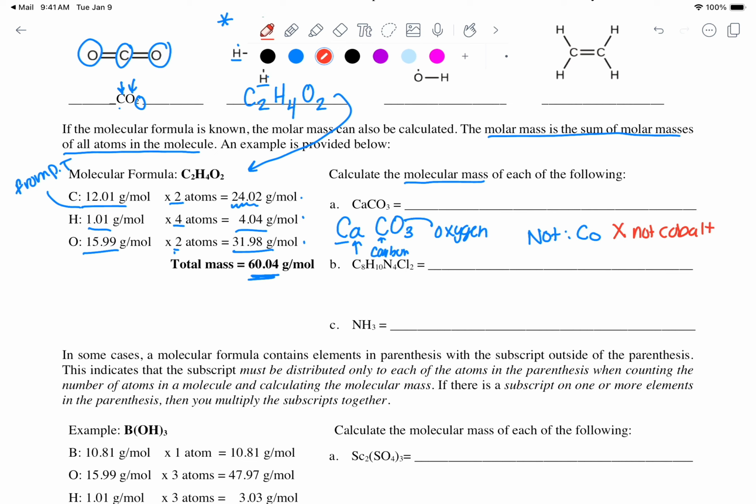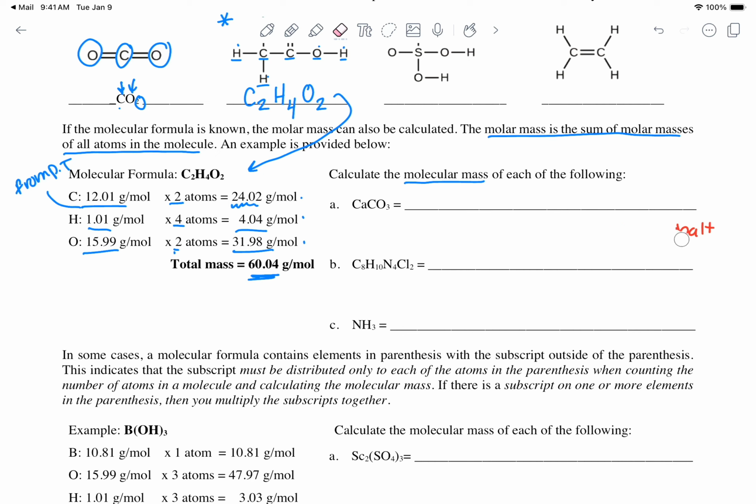So you have to be careful about what's capitalized and what is not. That is not a typo. That is in fact carbon and oxygen. So we know that this molecule has one calcium, Ca is calcium. It has one carbon and 3 oxygens.